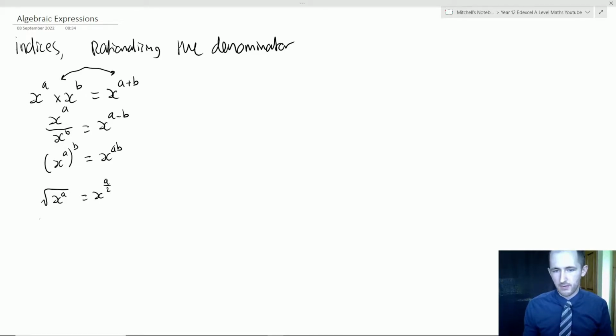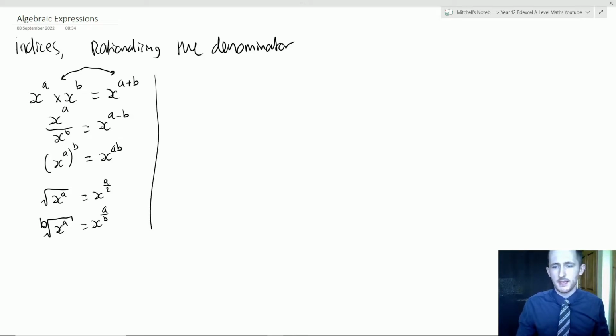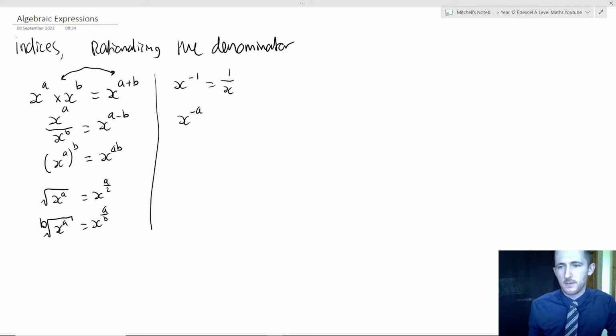So if a was 4, for instance, you would then half it and you would make it 2. So in order to generalize this, we can do b. The bth root of x to the power of a is just going to be x to the power of a divided by b. The very last one that we're going to do is the reciprocal. So for example, if we have x to the power of minus 1, that's the same as doing 1 over x. And likewise, if this is just any random number, so let's call it minus a, that's going to give us 1 over x to the power of a.